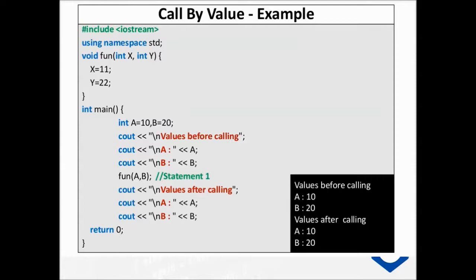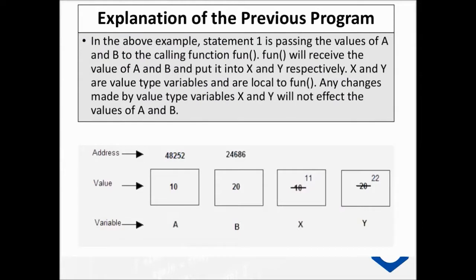In this example, the statement is passing the values of a and b to the calling function fun. Fun will receive the values of a and b and put them into x and y respectively. x and y are value type variables and are local to the function. Any changes made to the value type variables x and y will not affect the values of a and b.